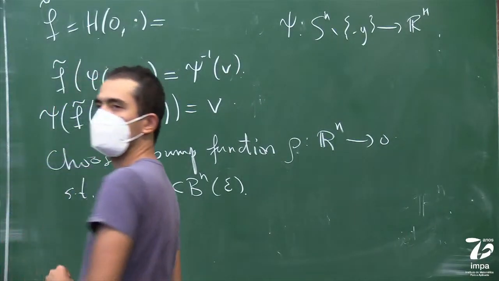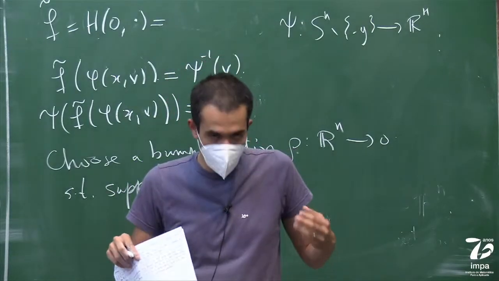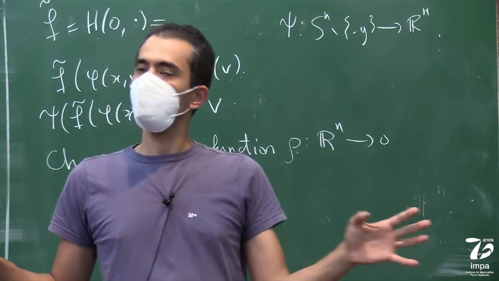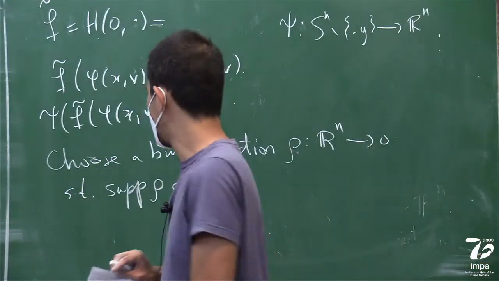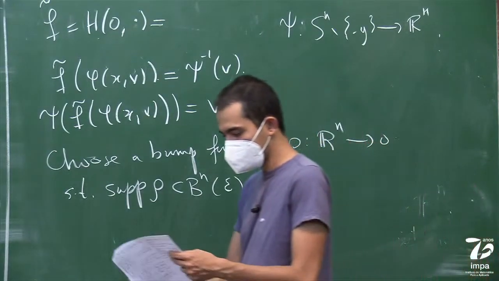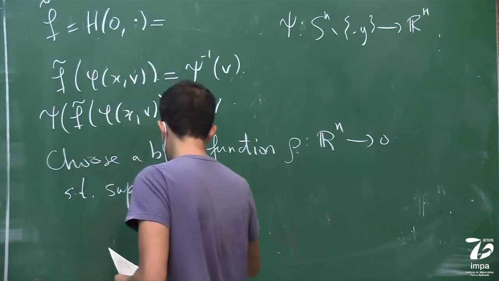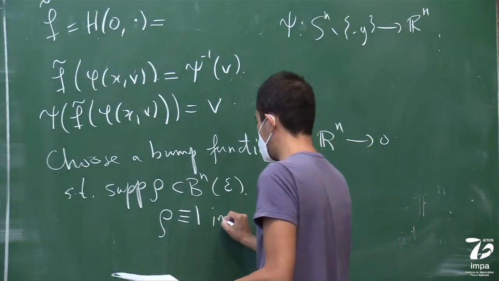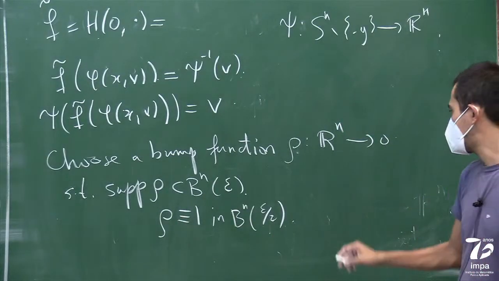Of course, with a stereographic projection in mind. Once I put on my stereographic glasses, then I see everything in Rn. So then I can do homotopies, like linear homotopies. And then I have to put this bump function to make things glue together. So now I can actually define the thing. I also like to have rho equal to 1 in a neighborhood of 0, say in Bn of epsilon over 2. Something like that. So I have my bump function.